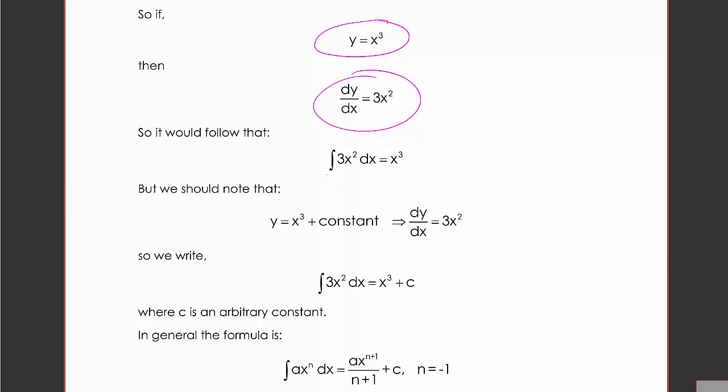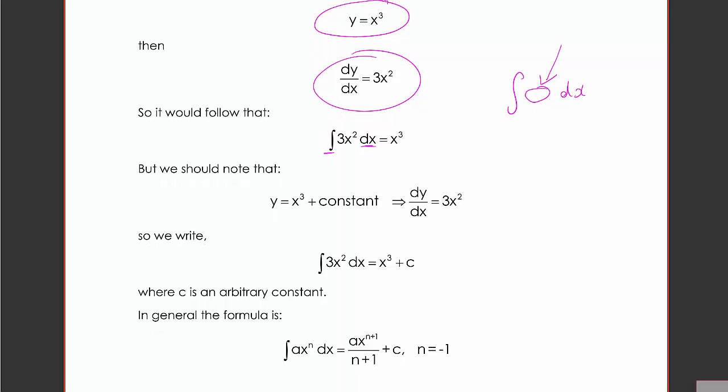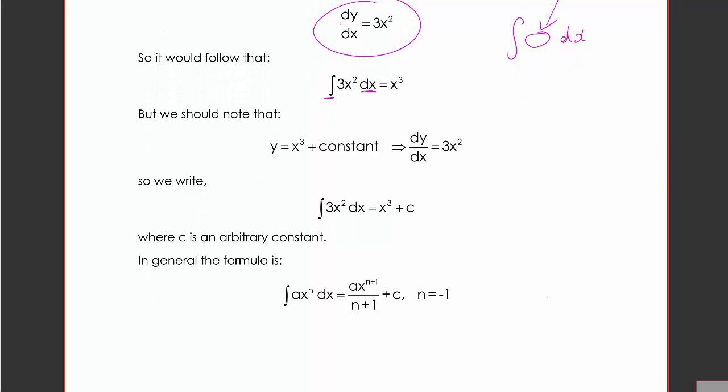So it would follow that if integration is the reverse process, and this is how you write an integration, you have this integral symbol and the dx, and those act as a pair of brackets, and the thing that you're integrating goes in the middle here. It's called the integrand. And if you integrate 3x squared, if it's a reverse process, you'd expect to get x cubed back.